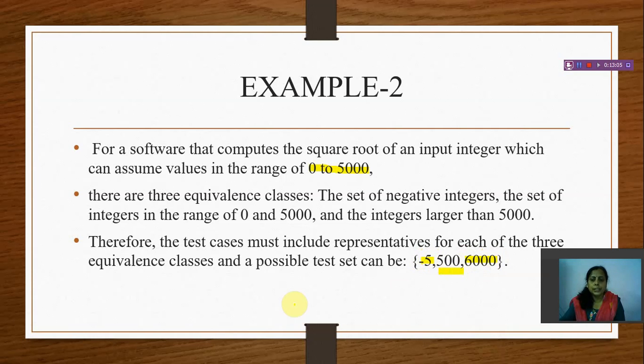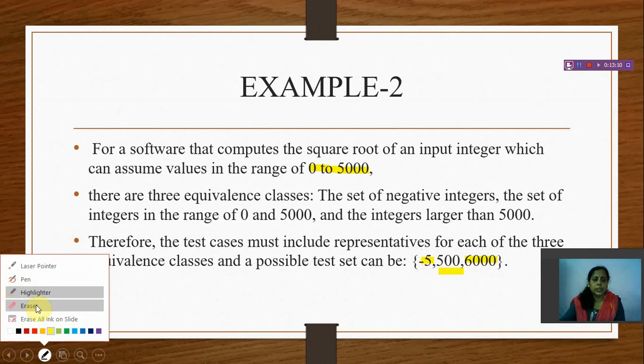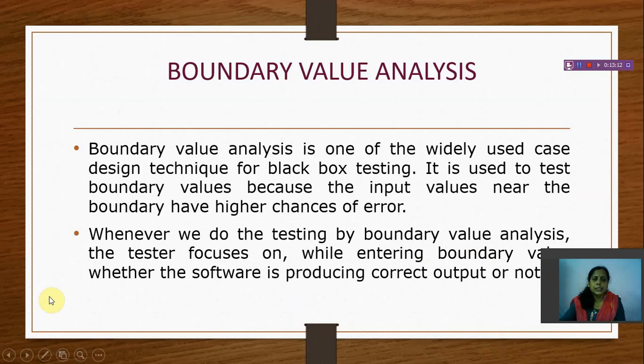Okay, so this is the example of equivalence class partitioning. How can we design the test cases for equivalence class partitioning? Okay, and the next method is boundary value analysis. Boundary value analysis is one of the widely used test case design techniques for black box testing. It is used to test boundary values because input values near the boundary have a higher chance of error. Okay, it means near the boundary the programmer may write some error.